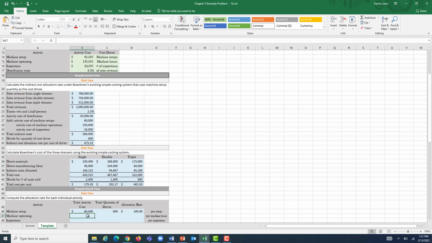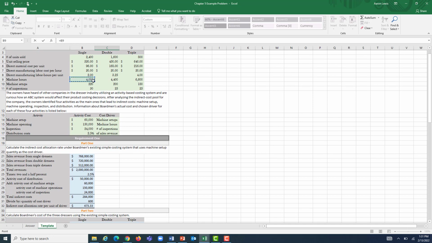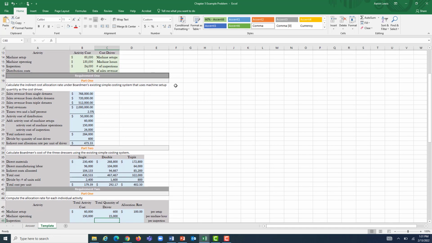What was our budgeted expected cost for that activity? We have that up here. It was $150,000. Our driver for machine operations is per machine hour, and machine hours is the number of machine hours we're going to spend in total to make all of our different products. Well, if we go back up here, our number of machine hours for the single is 4,000. Our number of machine hours for the double is 4,400. And the number of machine hours we're going to have to utilize to produce all of those triple dressers is 6,600. And if we total all three of those together, Boardman Dresser Company is going to spend 15,000 hours machining dressers during this period.